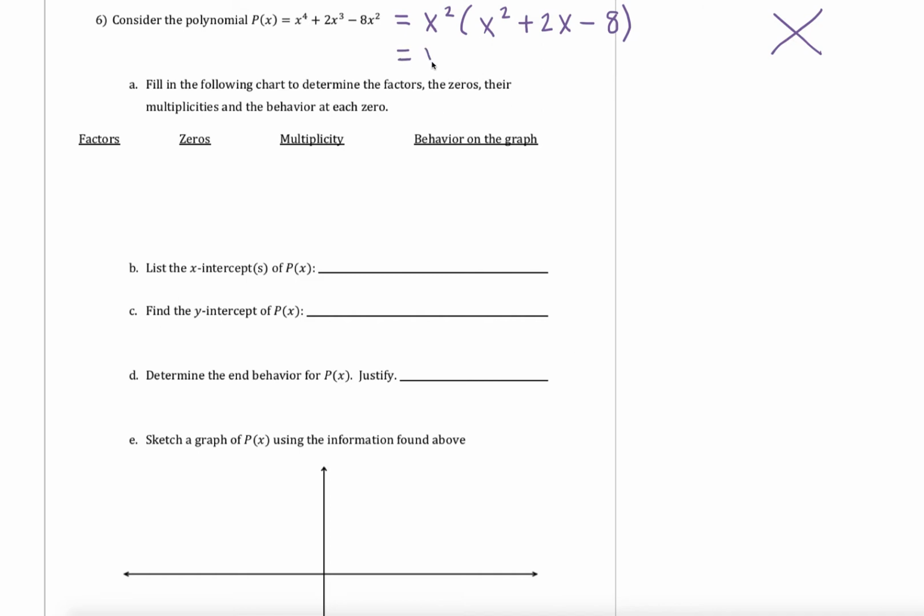So to factor our quadratic that's left over, I'm looking for two numbers that multiply to be negative 8.